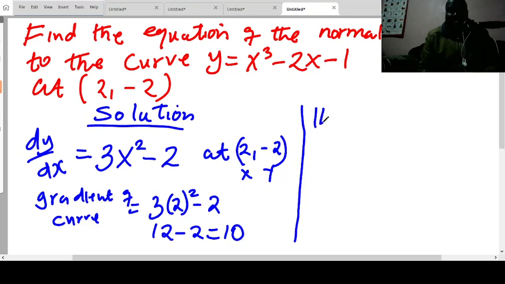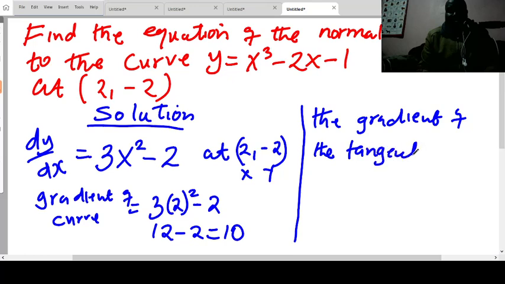So the gradient of the tangent at (2, -2) is equal to 10. Remember, we are not asked to calculate the gradient of the tangent, but we need it. It is the thing we need for us to go to the normal.